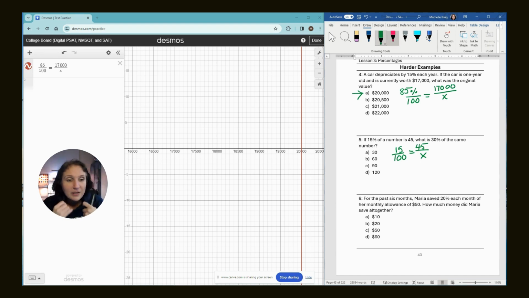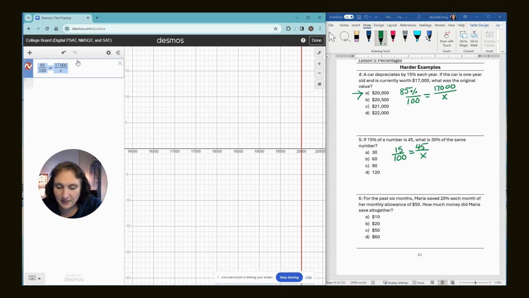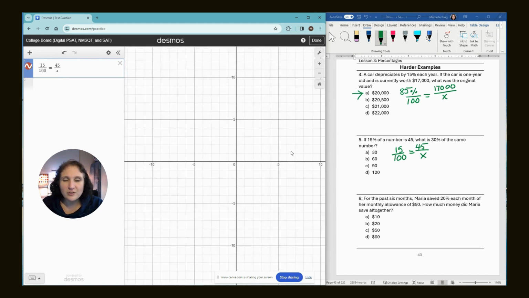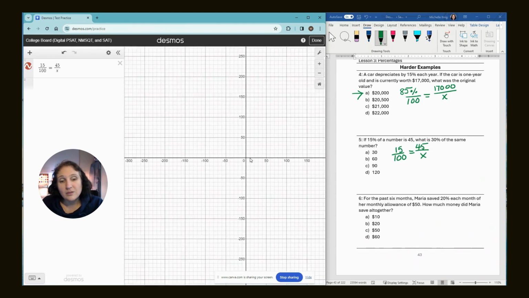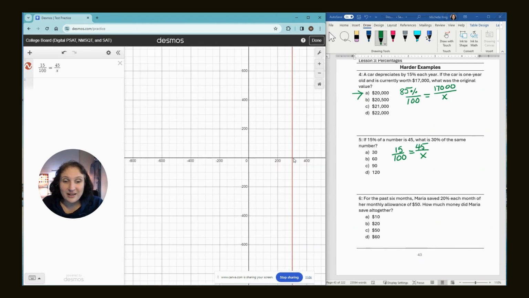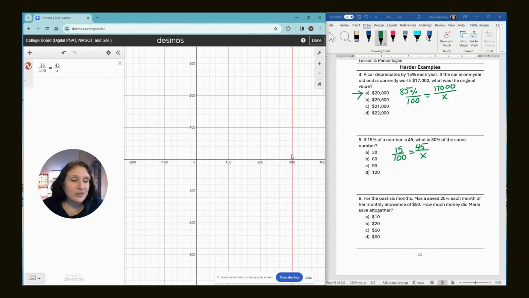The other thing that we can do is we can keep working backwards. So we're going to do 15 divided by 100 equals 45 divided by X. Now I'm going to click home and I'll just zoom out. It's not going to be super huge. So my original number, well, I guess it is a little bit huge, is 300.